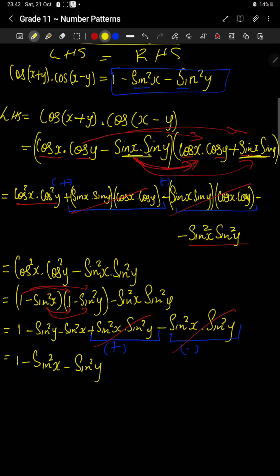So we are done now, because what we were proving here was 1 minus sine square x, 1 minus sine square y. So same here, 1 minus sine square x and minus sine square y. So we're done. Then we just conclude by saying therefore our left hand side is equal to the right hand side. So we're done now.